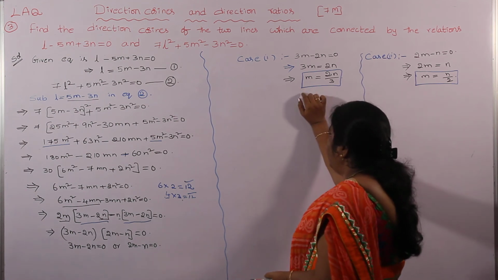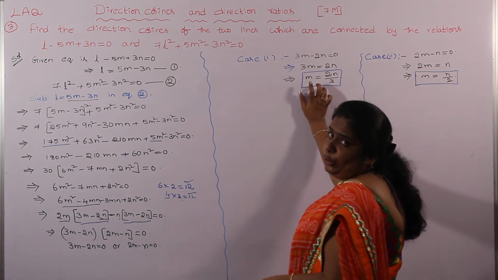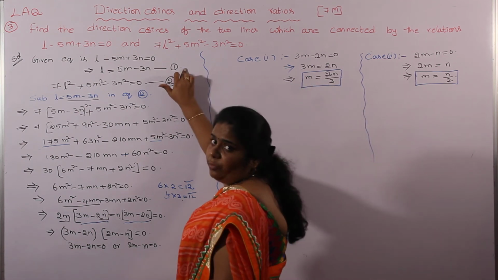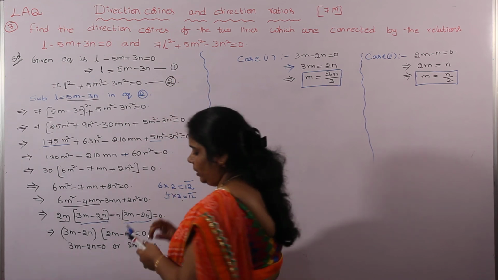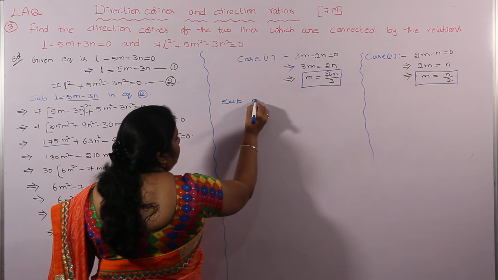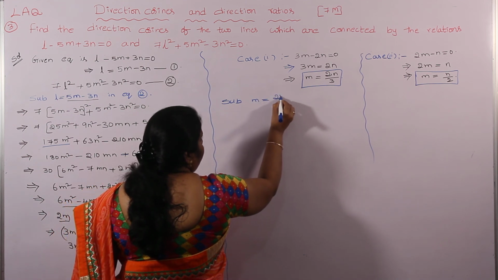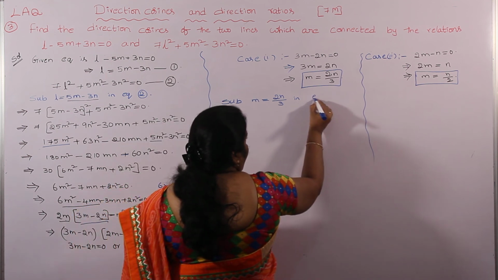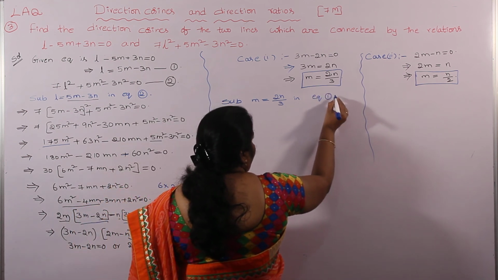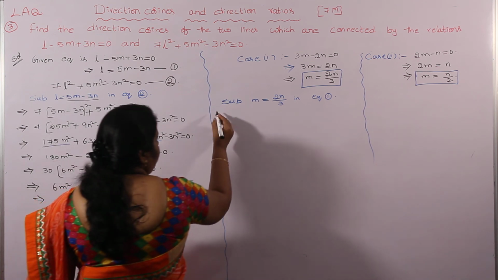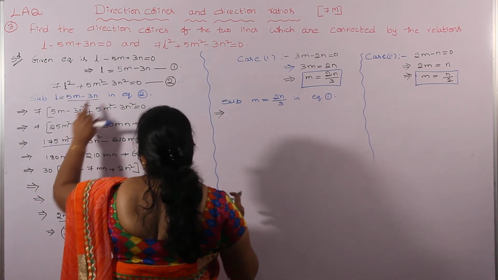How do we get the L value? Substitute m is equal to 2n by 3 in equation 1. From that we get the L value. Okay. Substitute m equal to 2n by 3 in equation 1. Okay. That implies, this is equation 1.